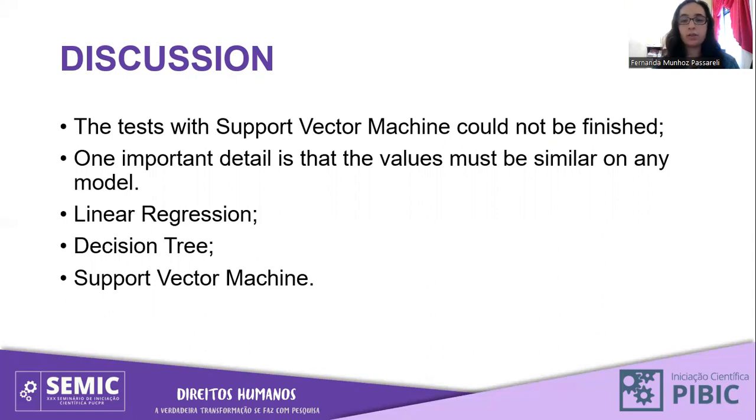One important detail is that the values must be similar on any model when reconstructing both variables using the same model, and it was so for the three mathematical models. Linear regression had a better performance than the others. Decision tree was the second best, and support vector machine also presented a good performance, but lower than the others.